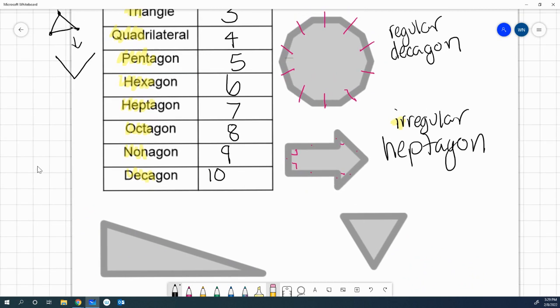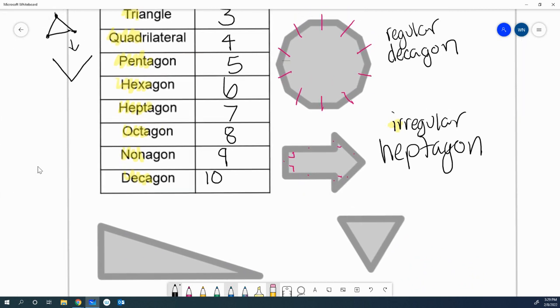Let's move on to this next one down here. As you can see, I've got 1, 2, 3 sides, but this side is much shorter than this side, which is shorter than this side. Got a right angle here, one angle there, and another angle over here. So none of its sides and angles are the same. So what would you call this object? I hope you said irregular triangle. It is an irregular or not regular triangle.